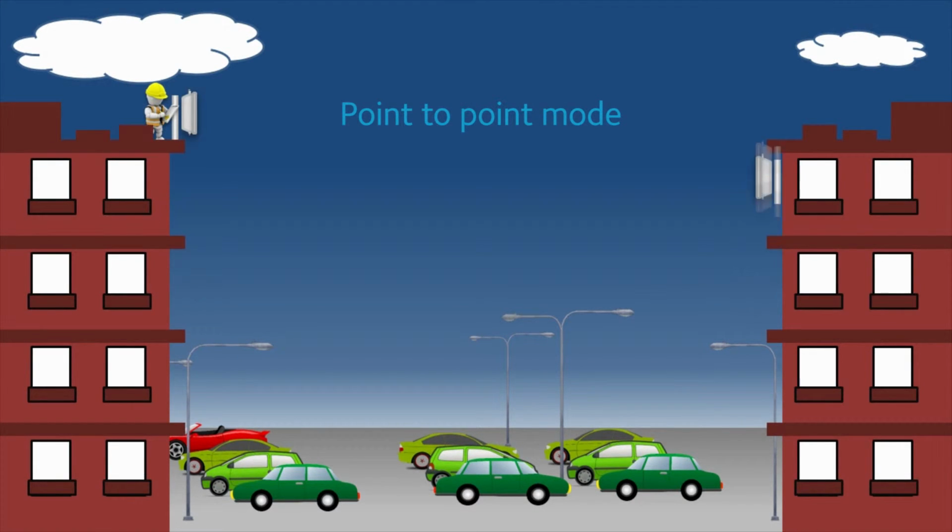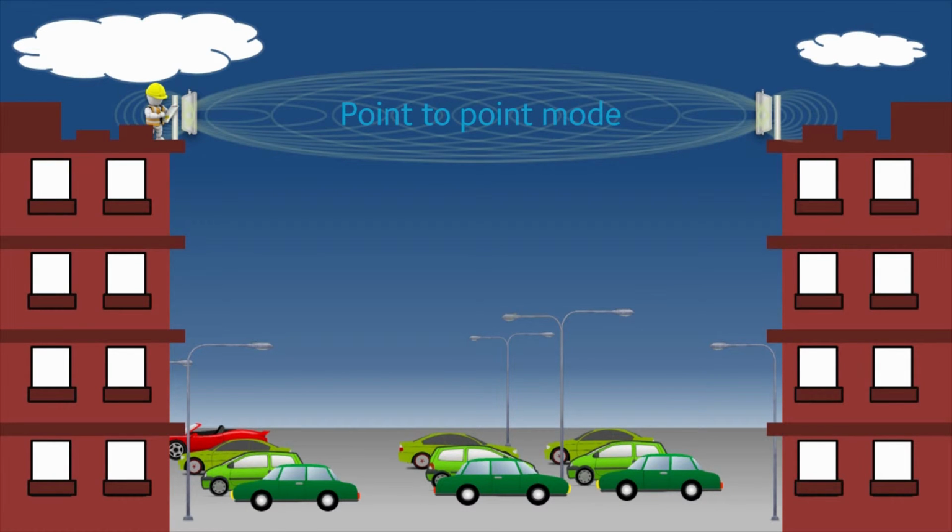Point-to-point deployment means the APs are not using external antennas and are properly aligned without any obstacles. It is ideal for joining together two locations when using wireless technology is more convenient.